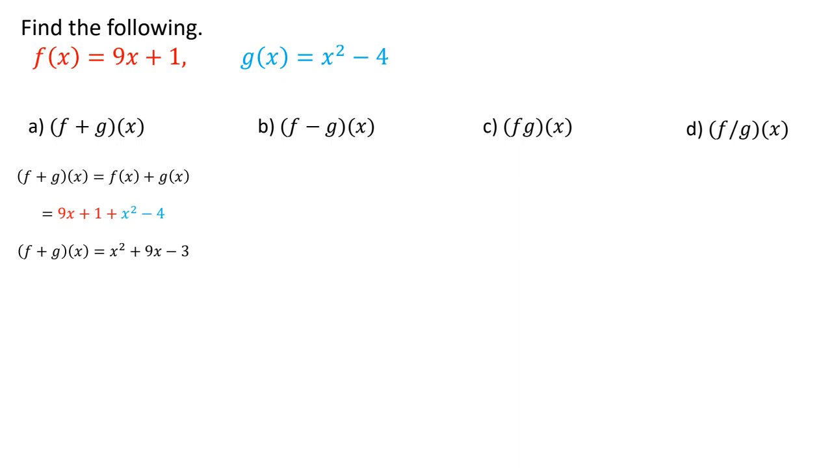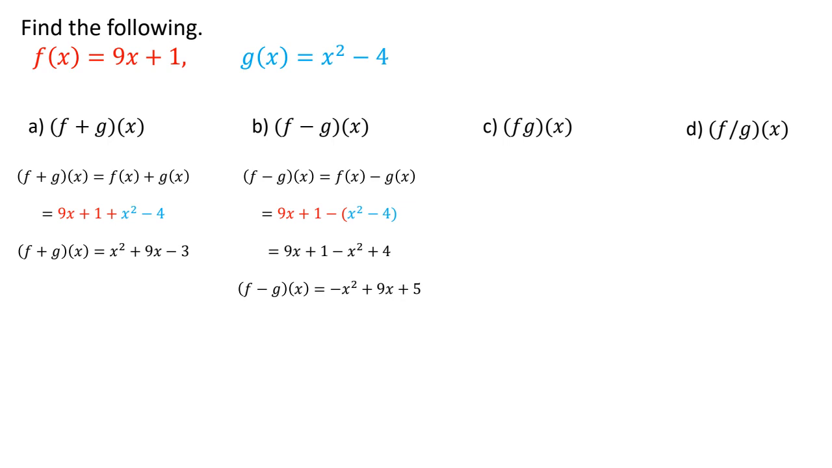Okay, so the same way for subtraction, the subtraction of two functions, f minus g of x, I like to do it as what they're asking me to do. They just want me to subtract function g of x from function f of x. So again, because there's a subtraction, I'm going to have to use parentheses for the one in blue, the g of x, right? So we have 9x plus 1 minus this function, x squared minus 4.